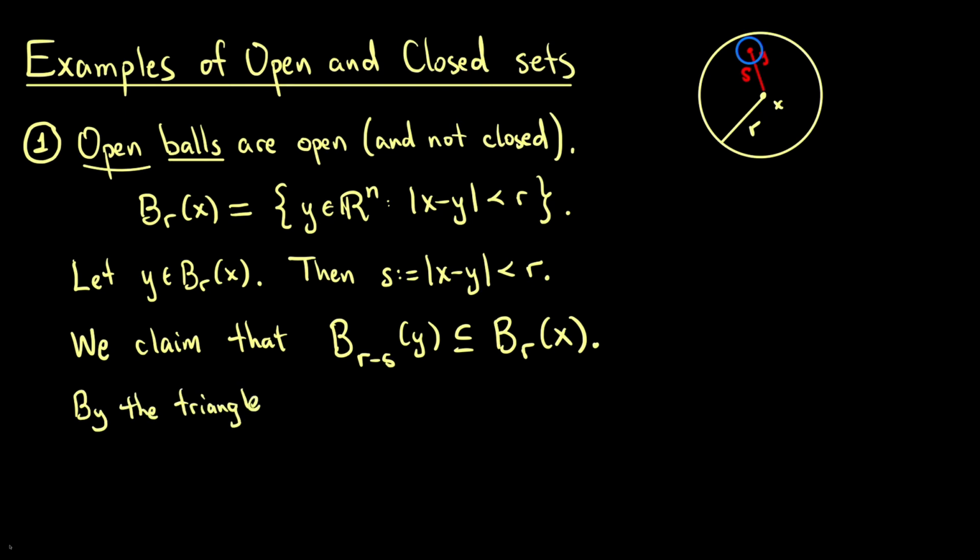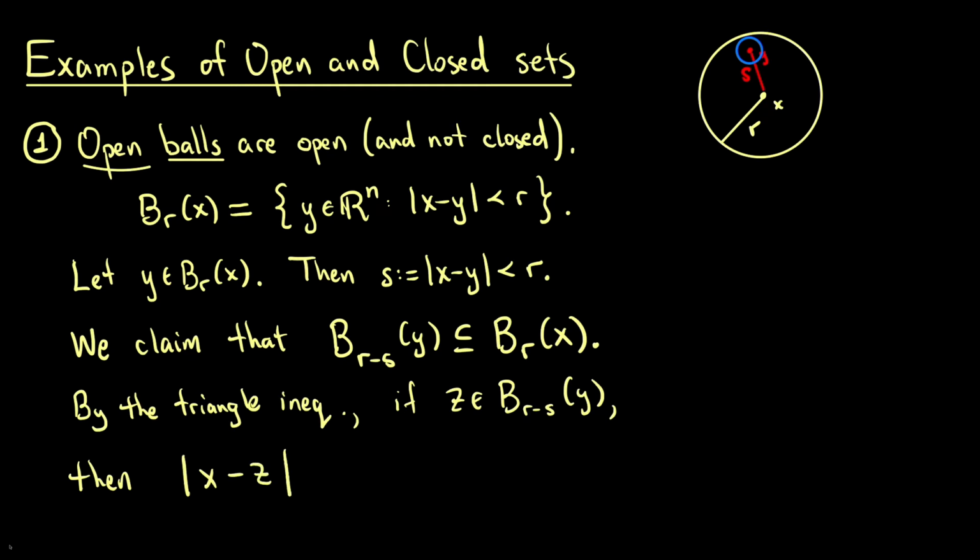Okay, so now in order to prove that one set is inside of another, I need to take an arbitrary point in the first set and show it belongs to the second set. So I'm going to say, if z belongs to the first set, the smaller ball centered at y, then, well, what do I want to check? I want to check that the distance from x to z is less than r. And I'm set up to use the triangle inequality. So I just use the triangle inequality like this.